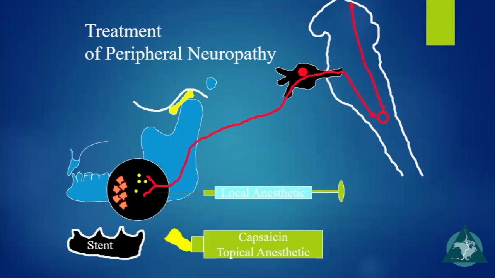It also illustrates the treatment of peripheral neuropathy, in which we use local anesthesia and capsaicin. If pain in the treatment area is reduced significantly with lidocaine, topical or local anesthesia infiltration, an acrylic stent can be made as shown, and we can put the specific topical medication in the stent to relieve the pain.